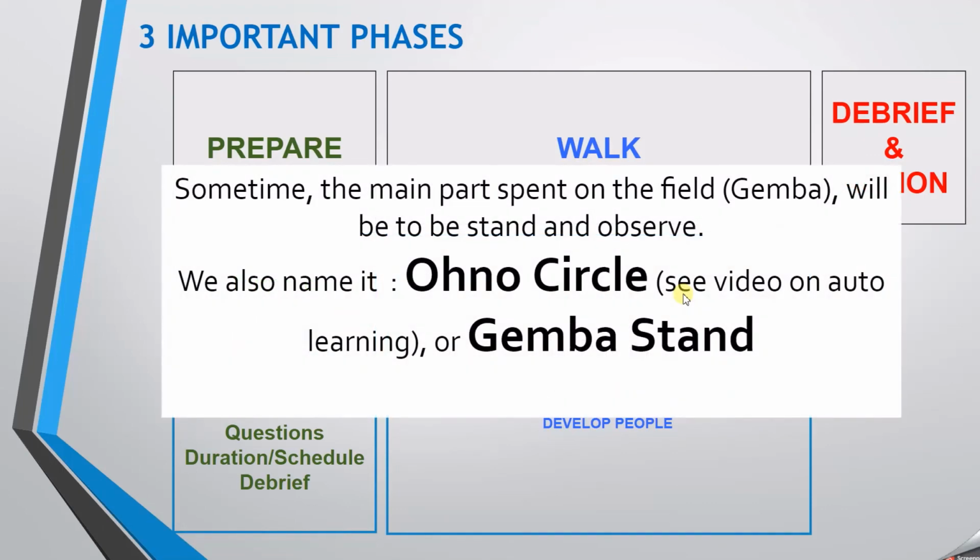Sometimes the main part spent on the field, on the Gemba, will be to stand and observe. We also name it Ohno Circle. You can see some video on the auto learning. Or we also name it Gemba Stand. It is a full part of the Gemba Walk.